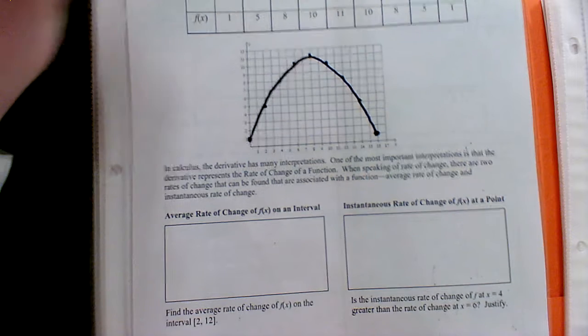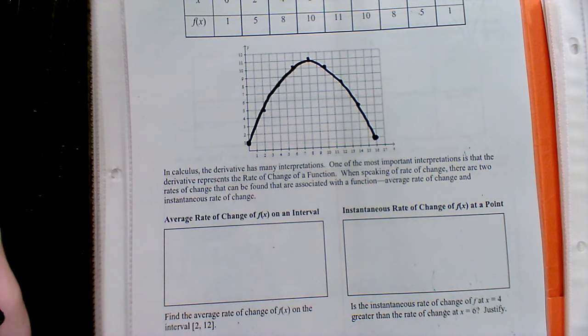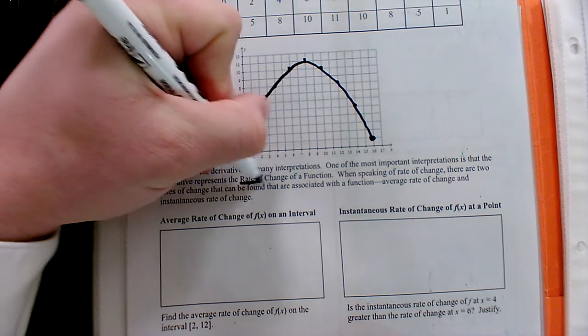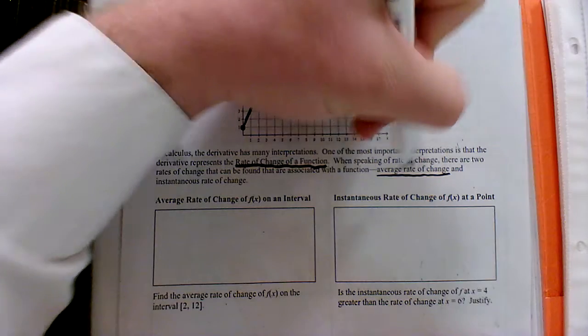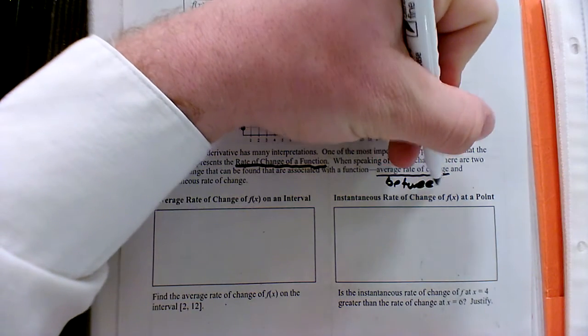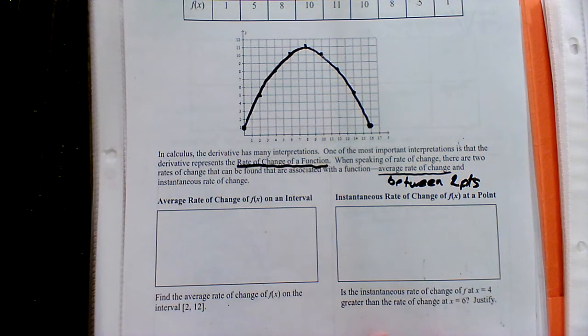Alright, so in calculus, the derivative has many interpretations. One of the most important interpretations is that the derivative represents a rate of change of a function. When speaking of rate of change, there are two rates of change that can be found that are associated with a function: the average rate of change and the instantaneous rate of change. So what's important that we're talking about right now is the rate of change of a function. That's what's going to be important in this unit. And the average rate of change, this means between 2 points.